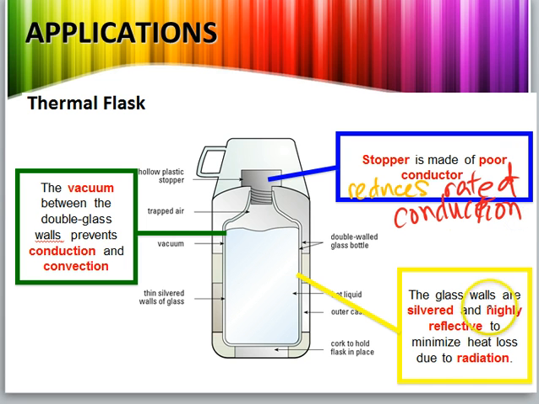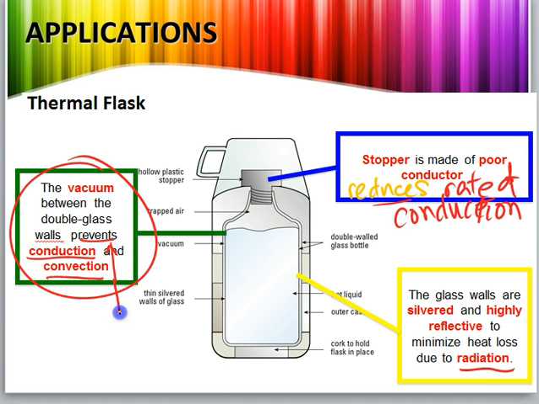Now the glass walls are silver and highly reflective. They minimize heat loss due to radiation. In actual fact, in between the glass walls is a double wall of glass and inside there's a vacuum. This vacuum also helps to prevent conduction and convection. Take note of the words reduce and prevent. Prevent means it does not take place. Reduce means it does take place, but it doesn't function so well.